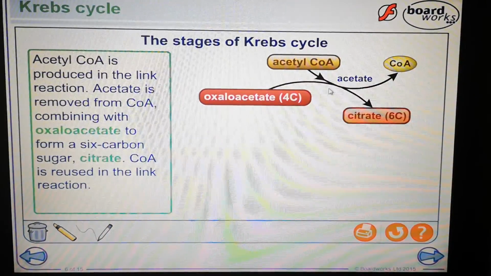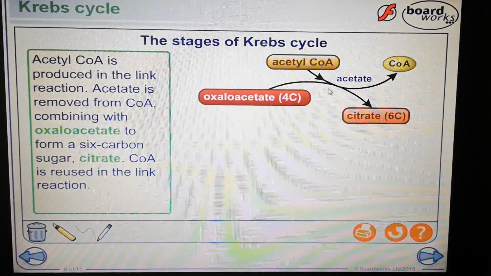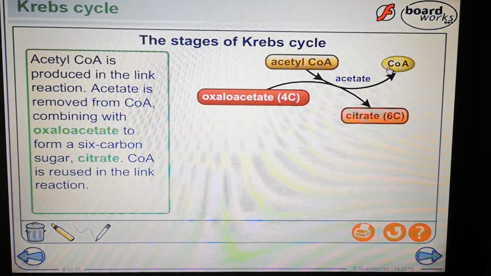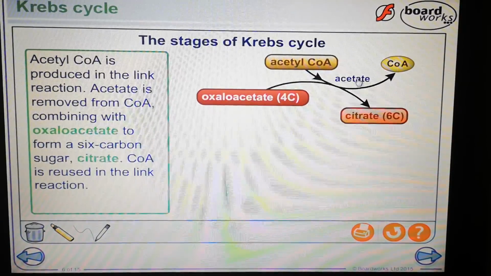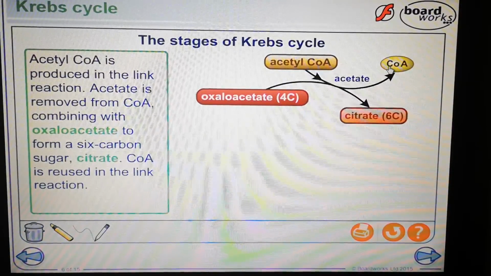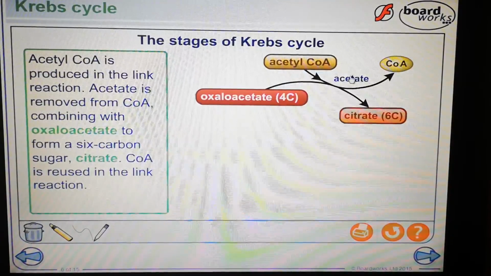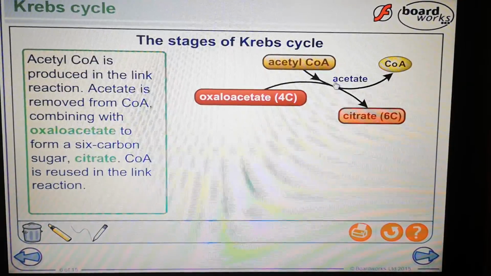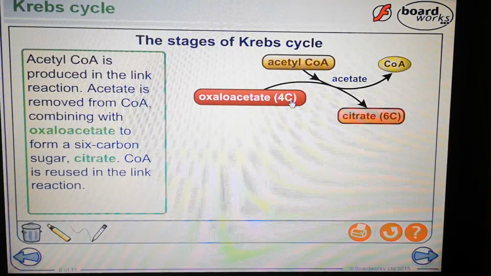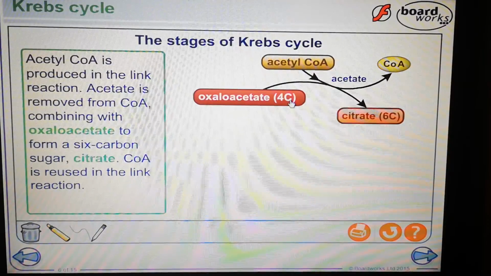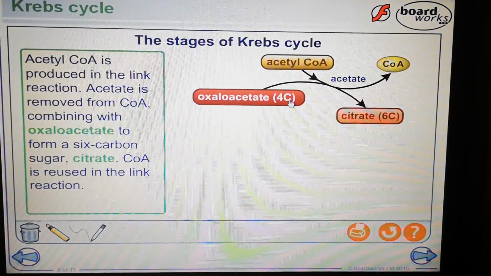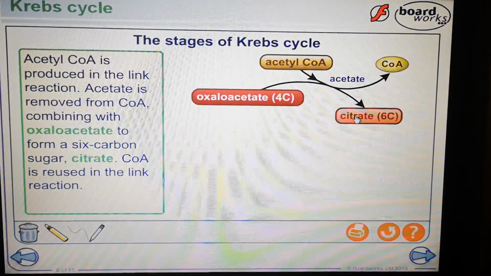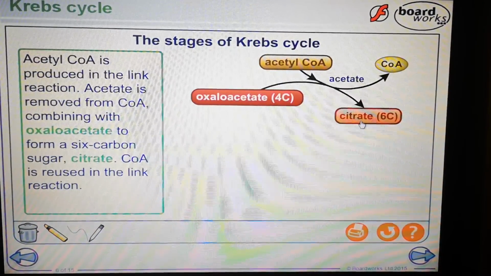Now what happens to the acetyl coenzyme A? It's going to be split back into acetate and coenzyme A. That coenzyme A is going to go back to the link reaction, but it's the acetate that we are interested in. Now, what's going to happen to the acetate? It's a 2-carbon compound, and that acetate is going to combine with this 4-carbon compound called oxaloacetate. And then when the oxaloacetate and the acetate combine, it obviously makes a 6-carbon compound called citrate.